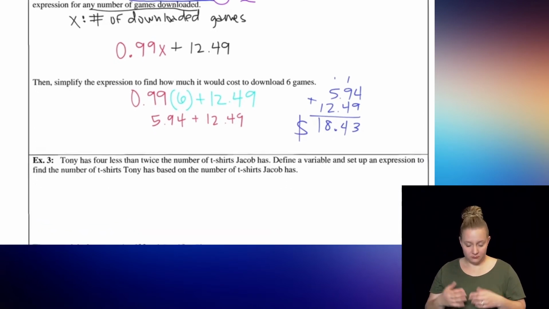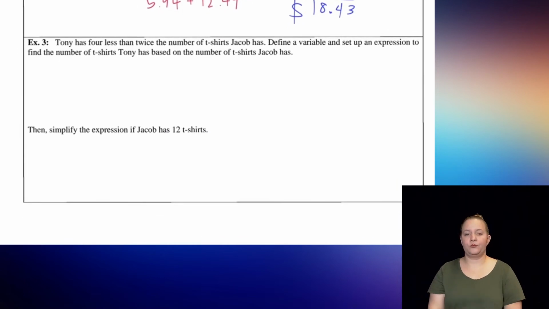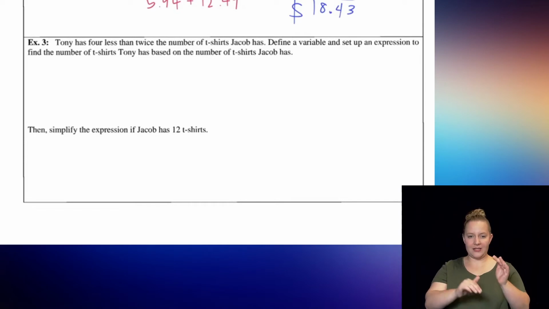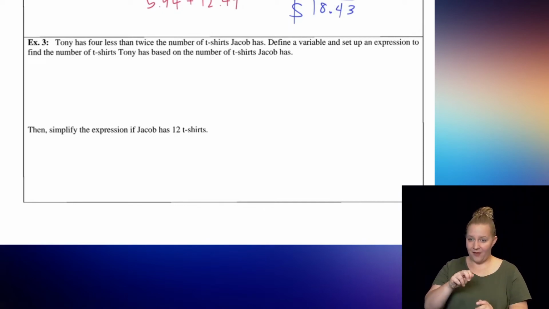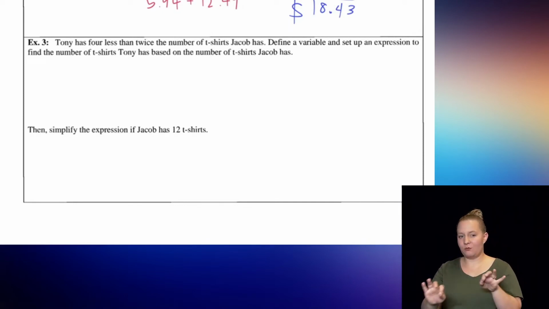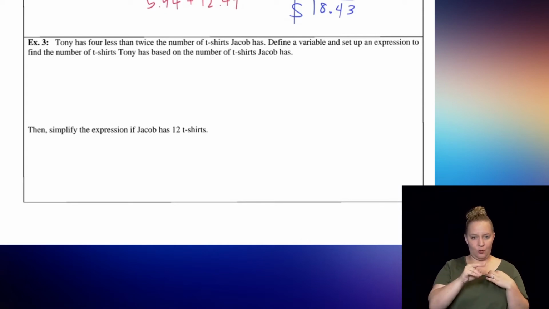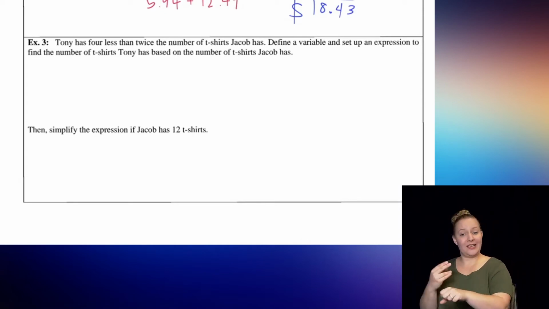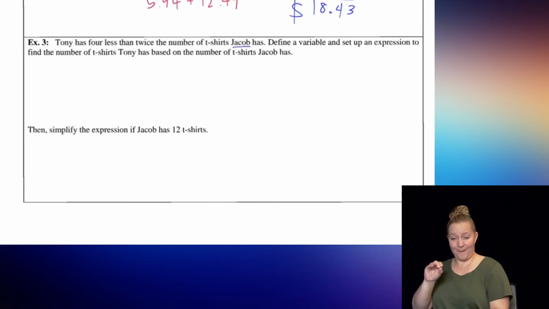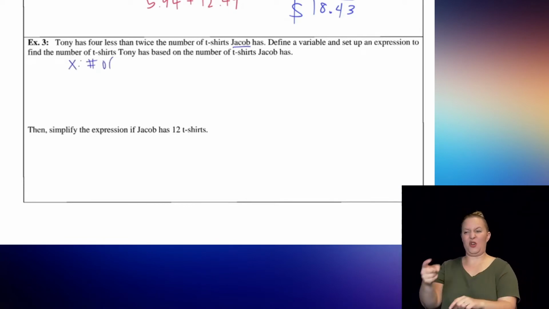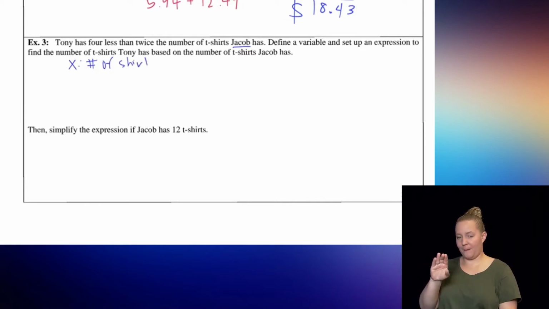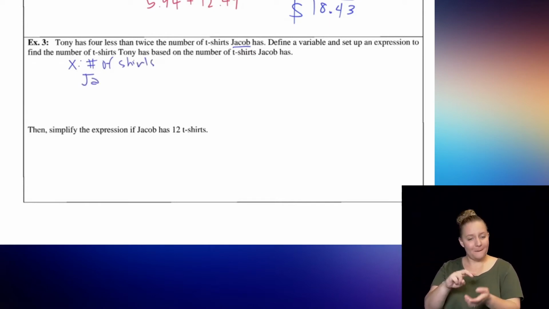And moving right along. Example number 3. Tony has 4 less than twice the number of t-shirts Jacob has. We're going to define a variable and set up an expression to find the number of t-shirts Tony has based on the number of t-shirts that Jacob has. Well, in order to find Tony's shirts, first we need to know how many shirts Jacob has. So that actually is going to be our variable. So the number of shirts Jacob has.